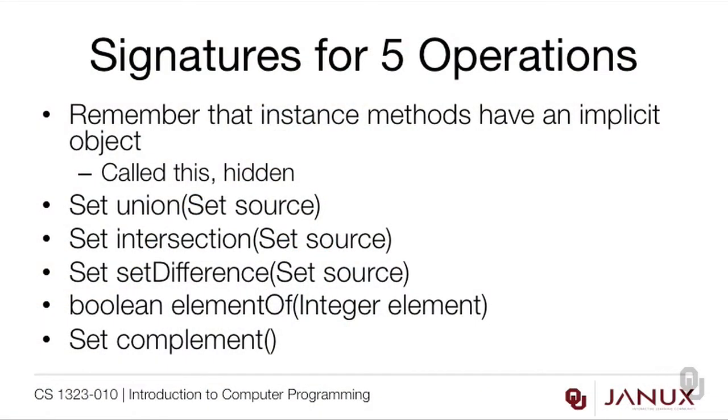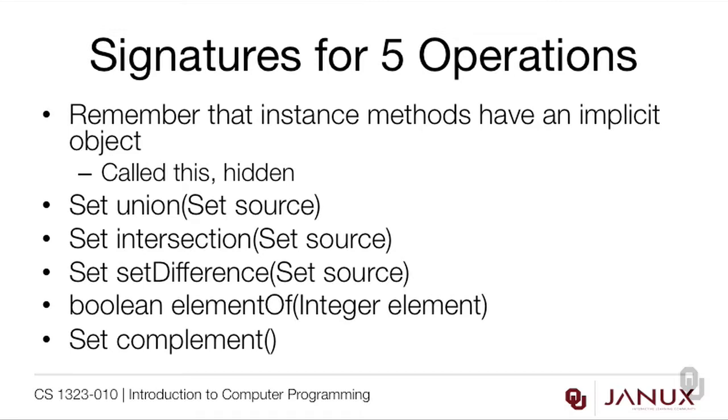Similarly, the intersection method takes two sets, one the implicit set and the other the parameter source, and returns a set. Set difference also takes two sets. The implicit set will be the one that's being subtracted from, and source will be the one that's subtracted, and that returns a set too.